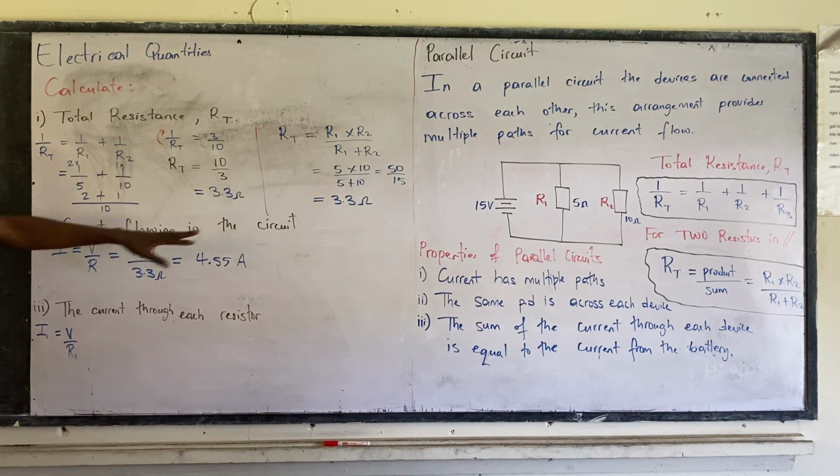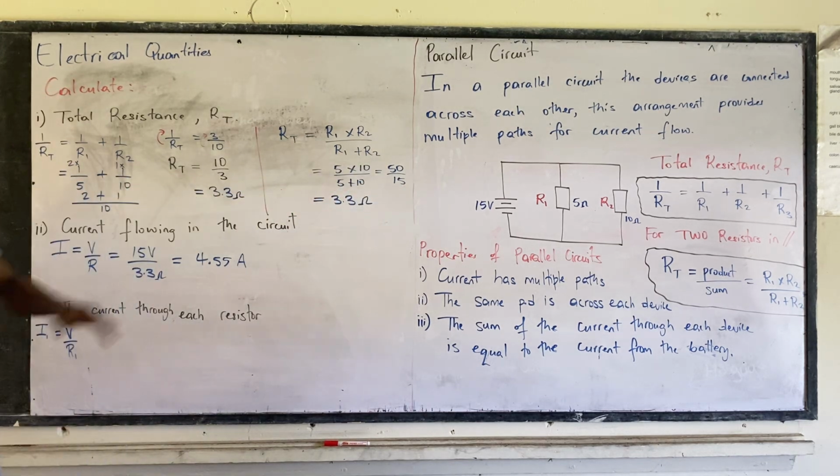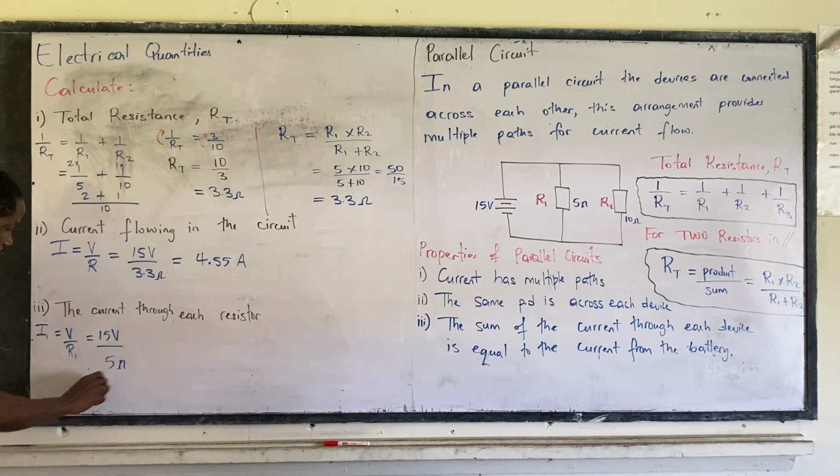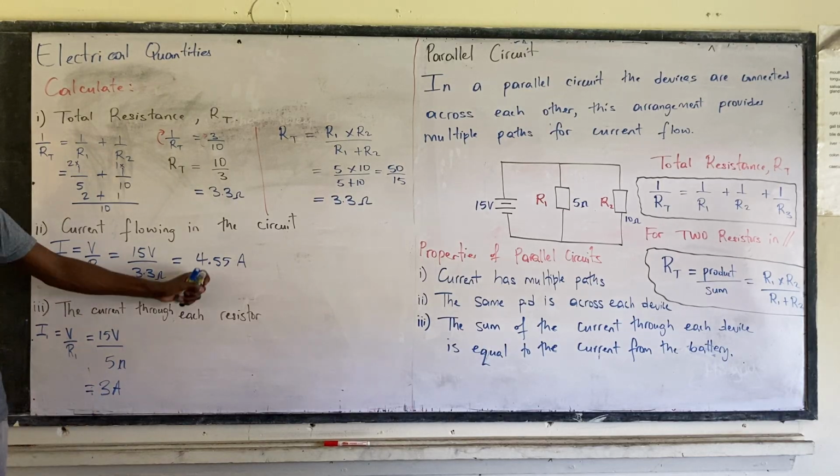So we're going to use V as the source voltage, which is the 15. So this now becomes 15 volts. And R1, what's R1? 5, right? So that's going to be 5 ohms. So that's going to be 3 now, right? So 3 amperes. So if we have 3 amperes here, how much is left? 1.55, right?